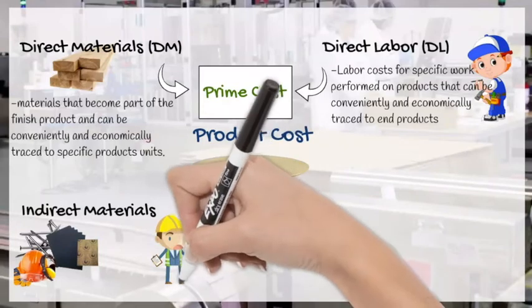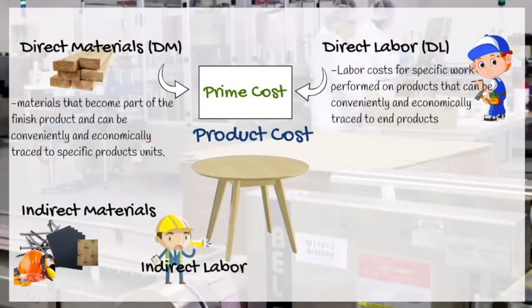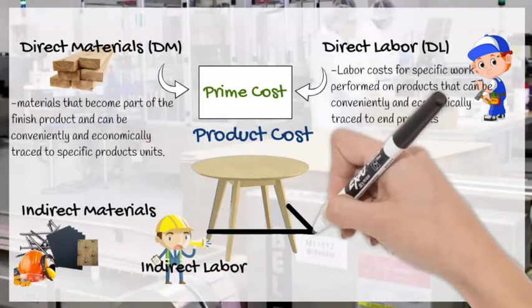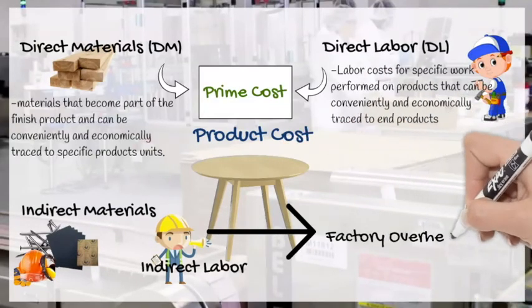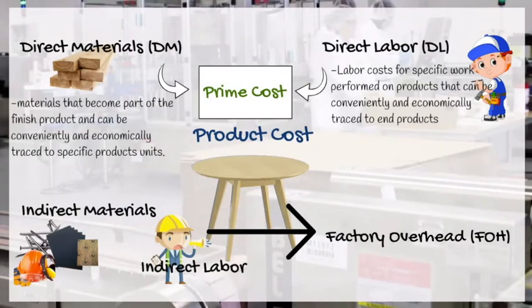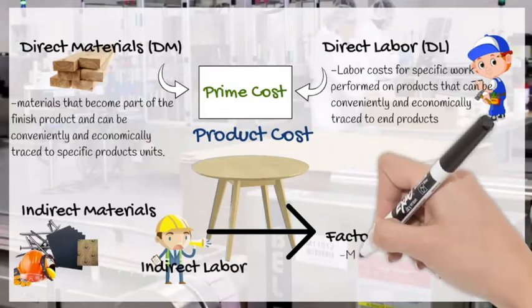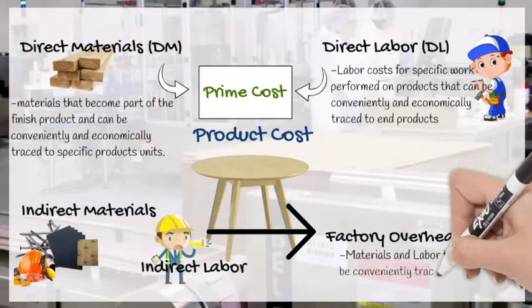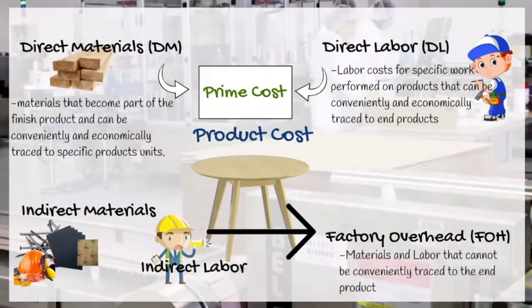Next is the indirect labor. The most common examples of indirect labor are the supervisors of the manufacturing plant, if any, or helpers of the production operation, whose labor cannot be associated with a unit of product, same as the indirect materials. So their labor is for the whole production, not only for one unit of product. These indirect materials and indirect labor are called factory overhead, or FOH, or some call it manufacturing overhead. So in short, FOH are materials and labor that cannot be conveniently traced to the end product.